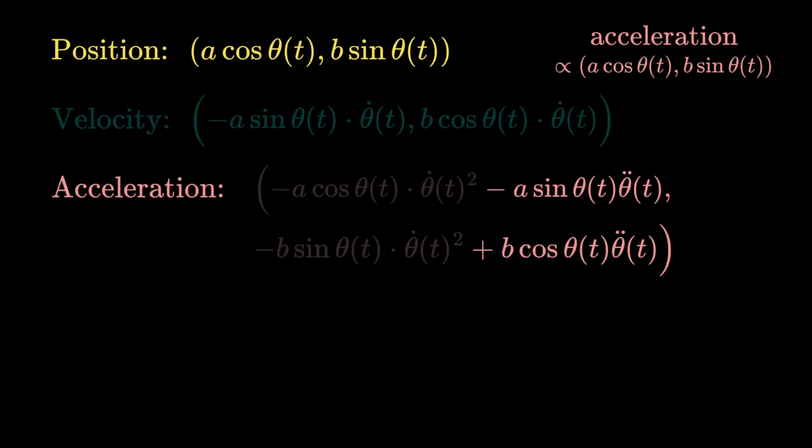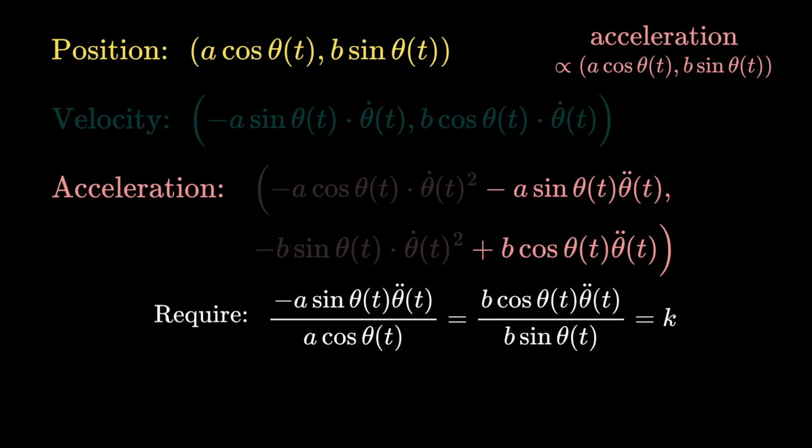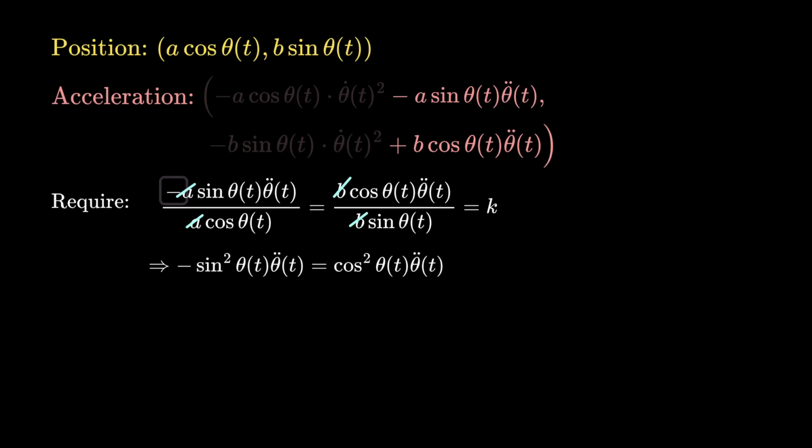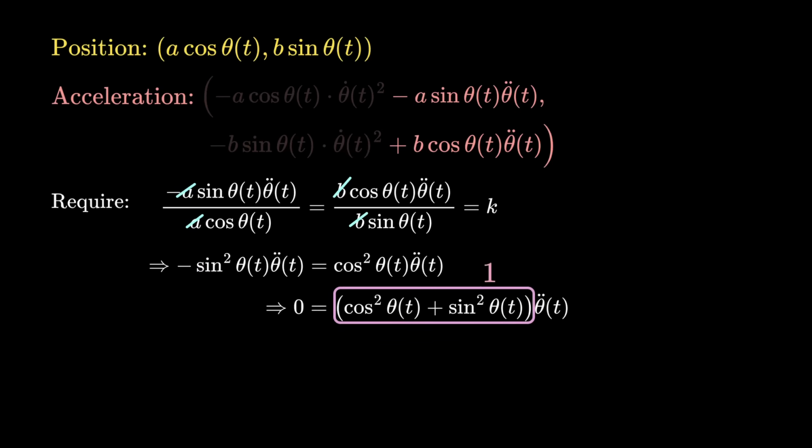So at the very least, the ratios of the x and y coordinates have to be equal. Since a and b are not zero, as they are the semi-major and semi-minor axes, we can cancel them in the numerator and denominator. Then we cross-multiply, noticing specifically the negative sign here. Next, we put everything on the right-hand side and notice that cosine squared plus sine squared is always 1, and so theta double dot has to equal 0.